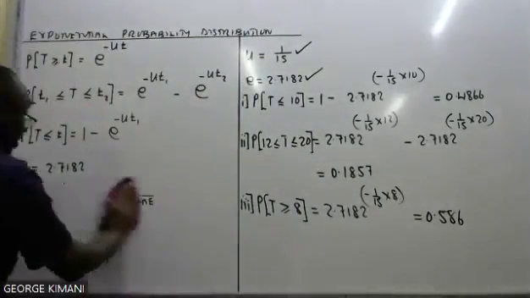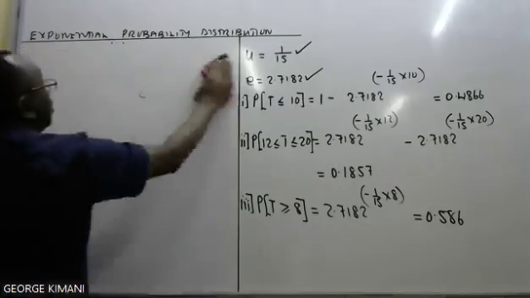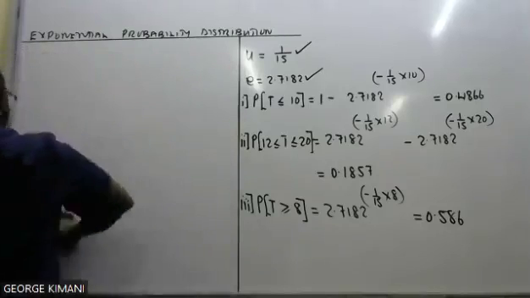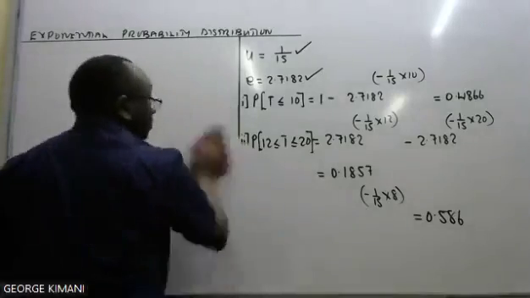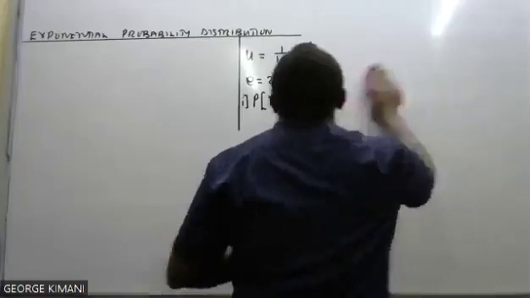So with that, we can proceed to the next distribution, which is called normal probability distribution.